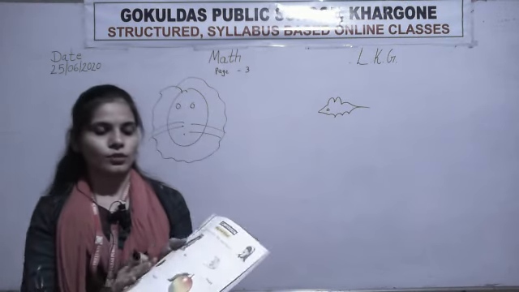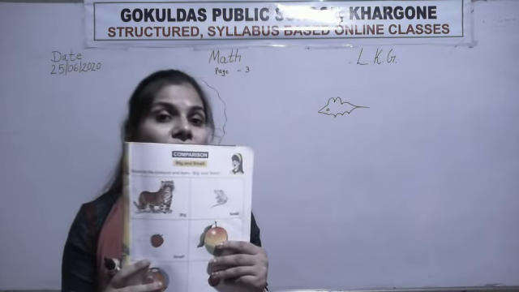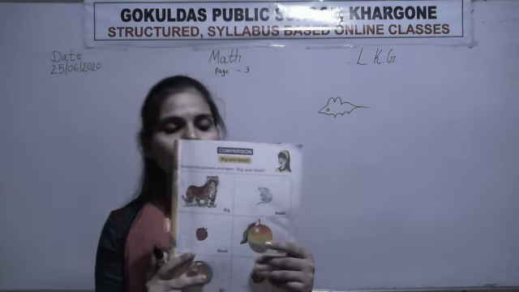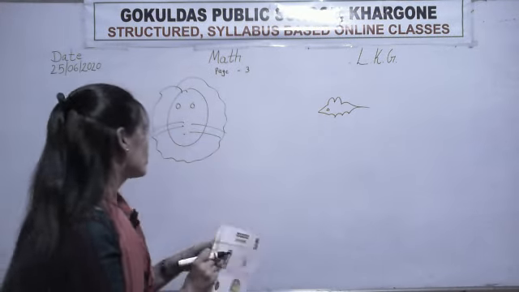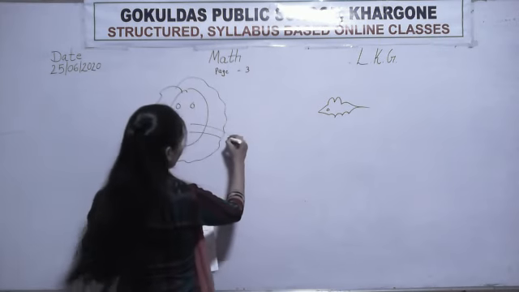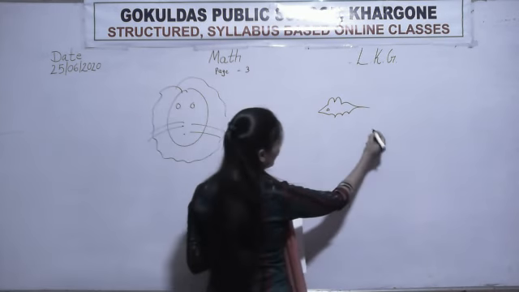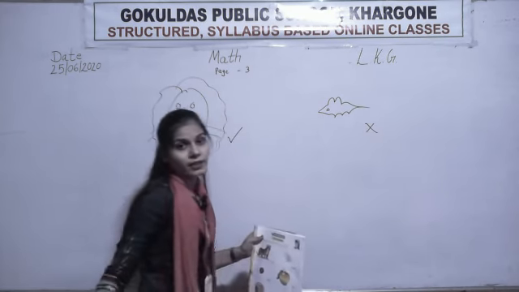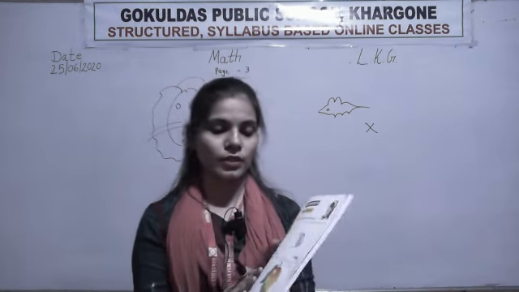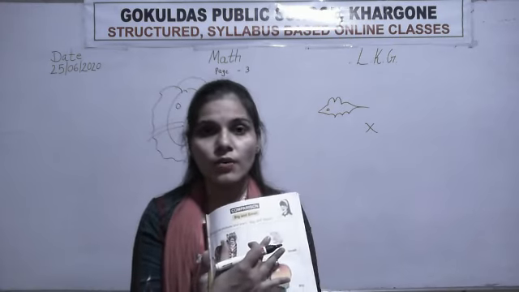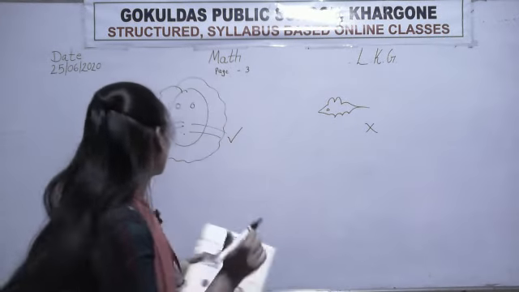Okay, so you find out which one is big and which one is small. This exercise is: tick the big one and cross the small one. Tick the big one and cross the small one. Okay, this is your first example.